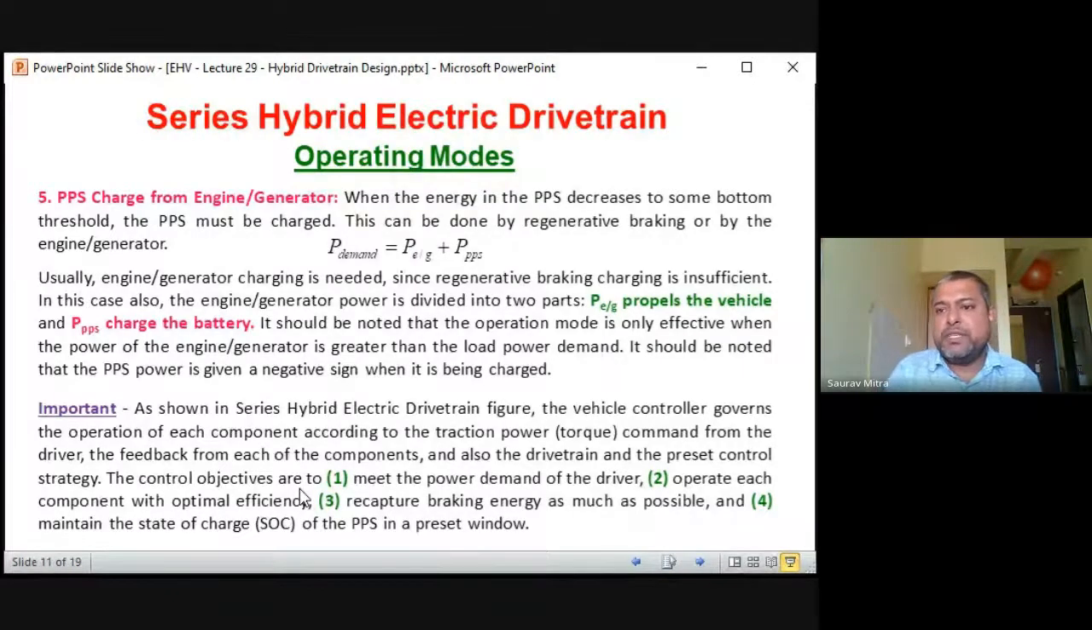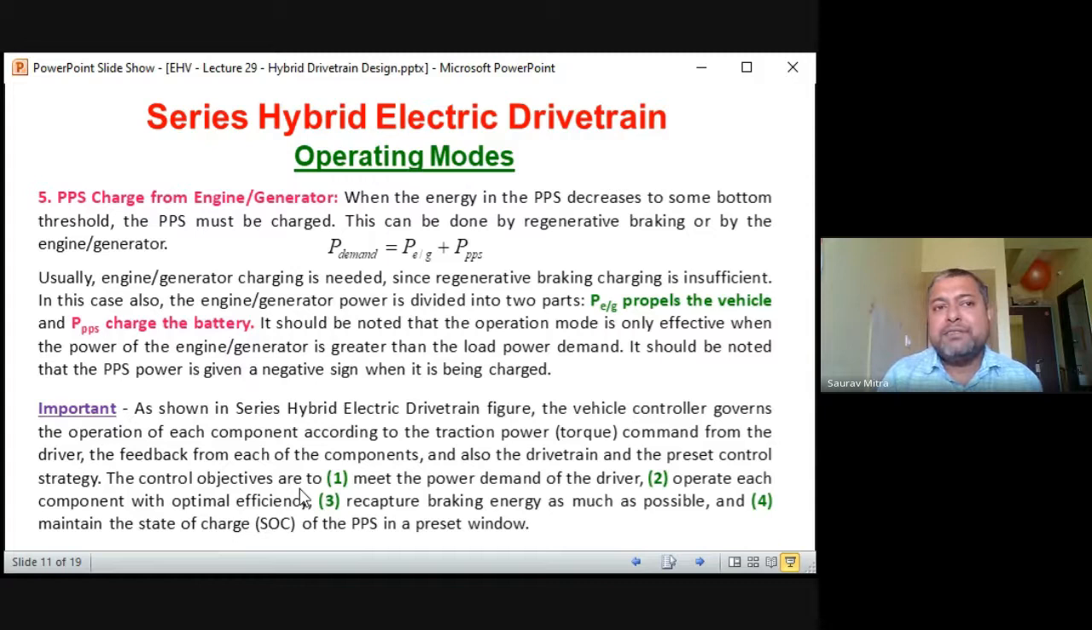What are the control objectives of the series hybrid electric drivetrain, which is actually done by the vehicle controller? So control objectives are: first, meet the power demand of the driver. So if it is very high, in that case, engine generator and PPS both drive the power. If it is less, then only the engine generator source drives the vehicle. Likewise. Second, operate each component with optimal efficiency. This will actually increase the fuel efficiency.